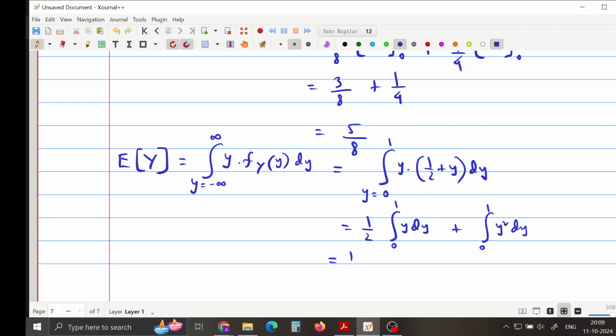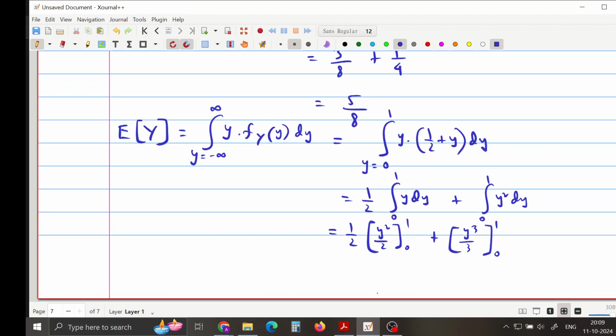This is half times y squared by 2 from 0 to 1, plus y cubed by 3 from 0 to 1. So this is half times half plus 1/3, which is 7 by 12 if you calculate.